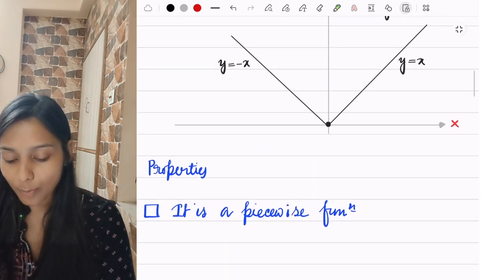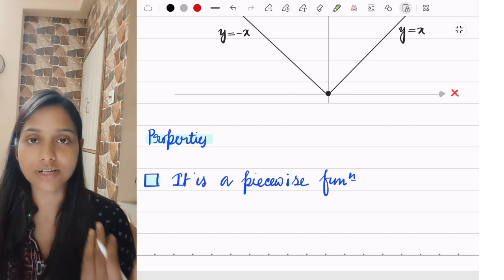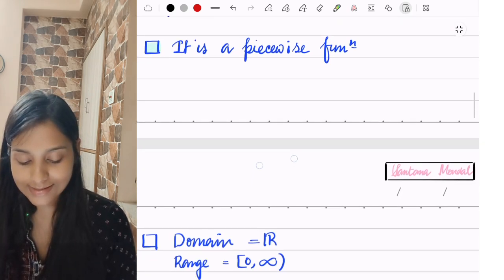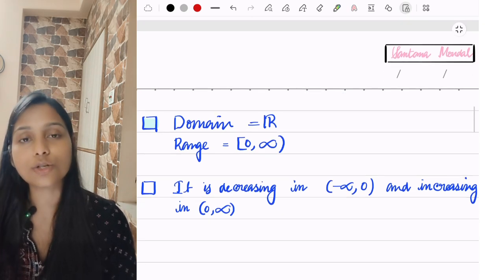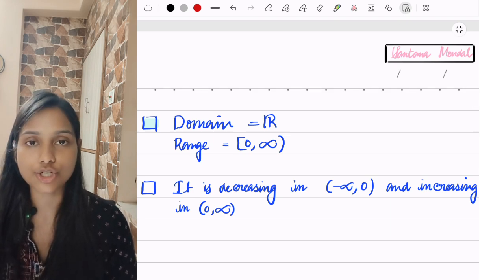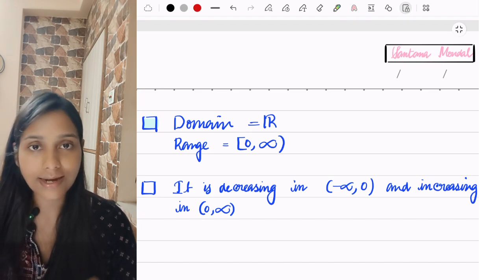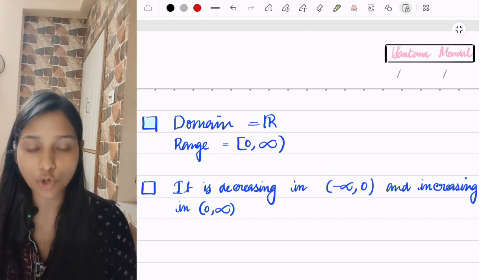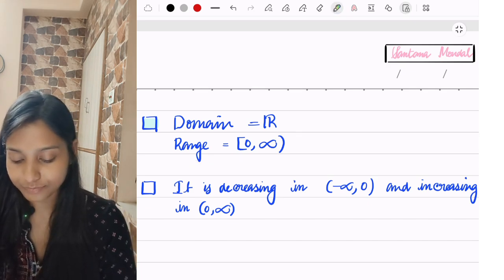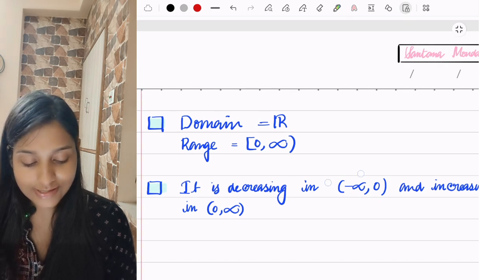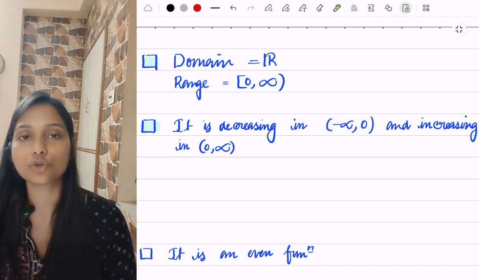Now, moving to its properties, firstly, we can see that it is a piecewise function. It is obvious from the definition of this function. Next, the domain of this function is R and the range of this function is 0 to infinity. I have already mentioned it. We can put any value in the input, but what we get in the output will always be either 0 or positive. So this must be the range of this function. Next, it is decreasing in minus infinity to 0 and increasing in 0 to infinity.